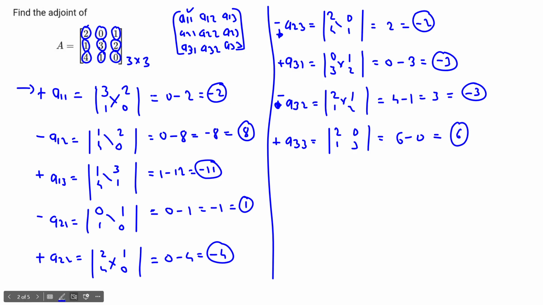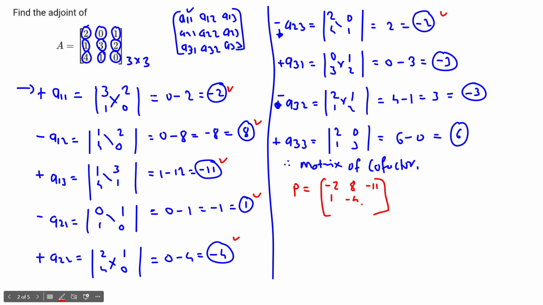Again, after finding all cofactors, you have to create a matrix of cofactors. Therefore the matrix of cofactors, you can denote it by P, is equal to, one by one you have to write, minus 2, 8, minus 11; 1, minus 4, minus 2; and finally minus 3, minus 3, 6.